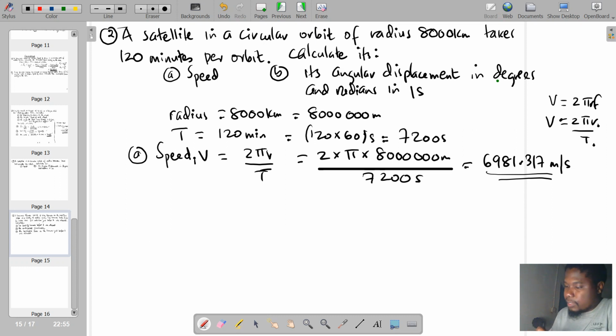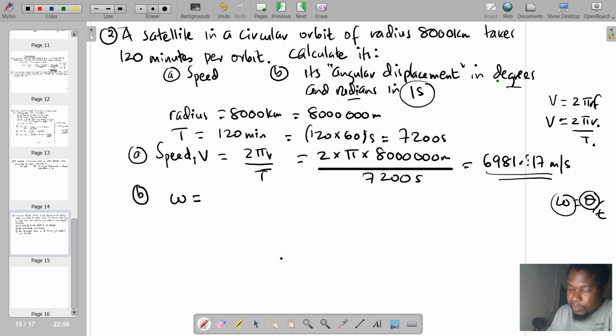Now, after calculating the speed, let's look at how to calculate the angular displacement. We know the speed, we need to know the angular displacement. How do we calculate it? First of all, we have to know the angular speed, because angular speed is equal to theta over t. Once we know the angular speed, we can know the angular displacement. Remember, they want us to find the angular displacement in degrees and also in radians in 1 second. So the first thing we need to do is calculate the angular speed.